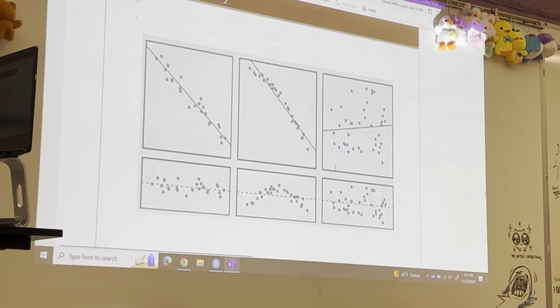One condition that we're going to have to check is linearity. So how do we check linearity?